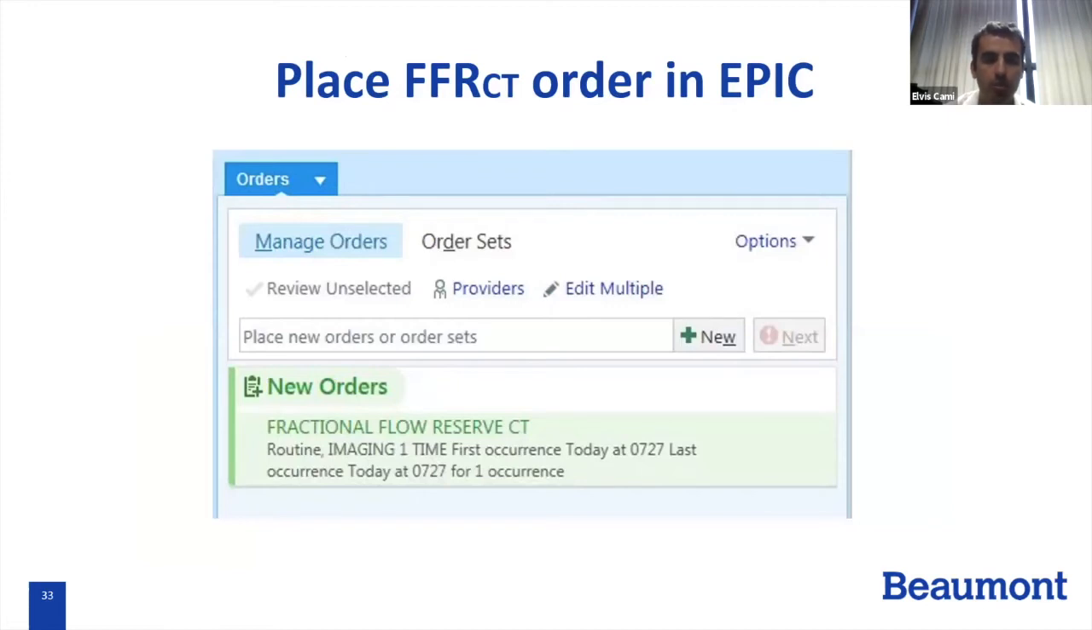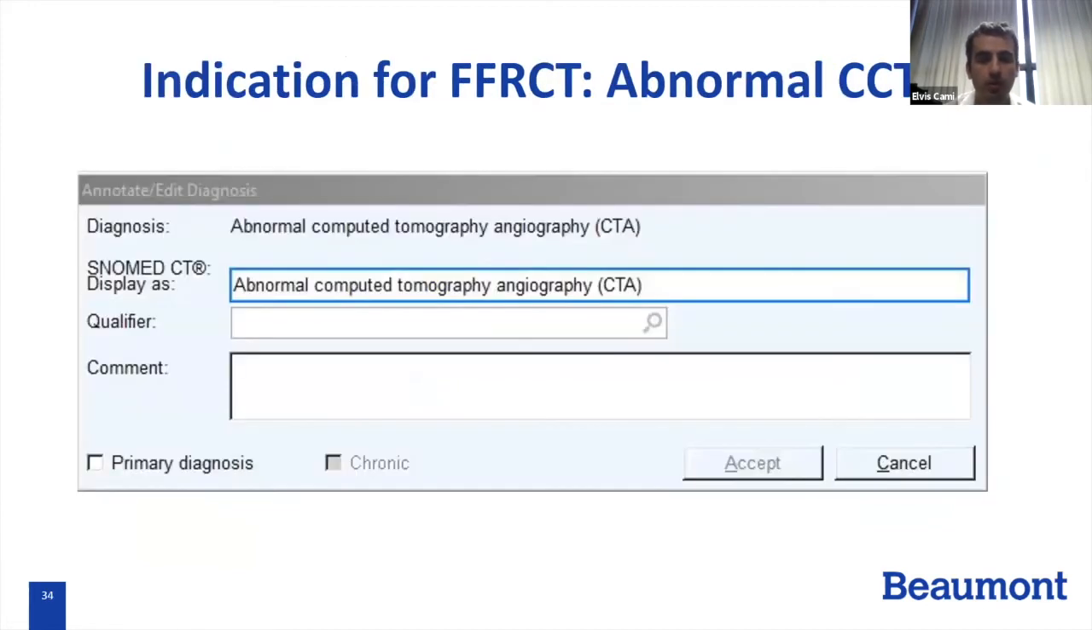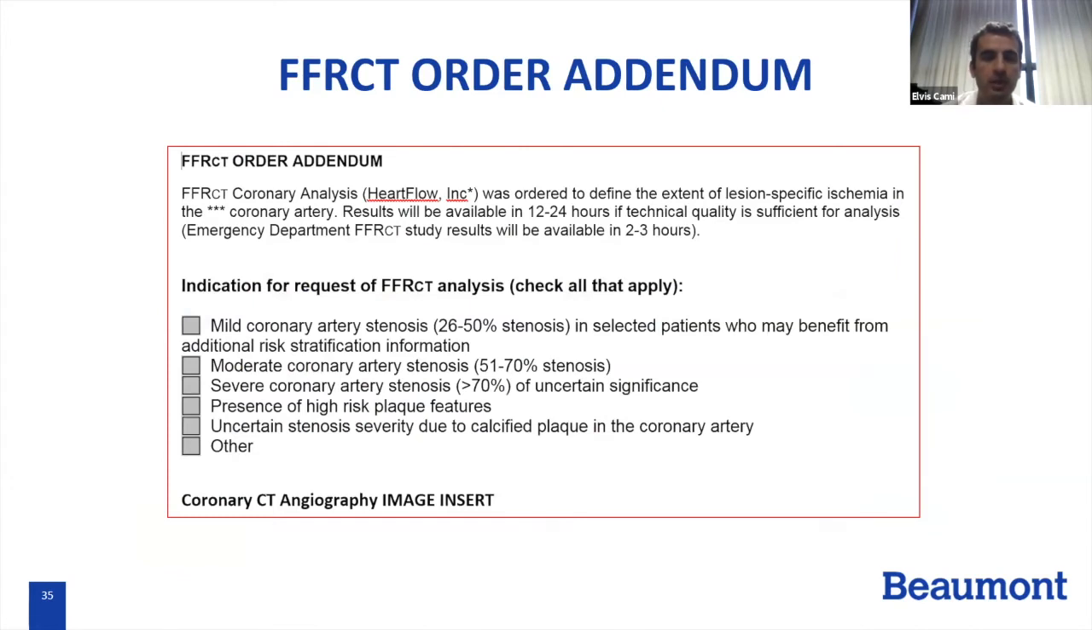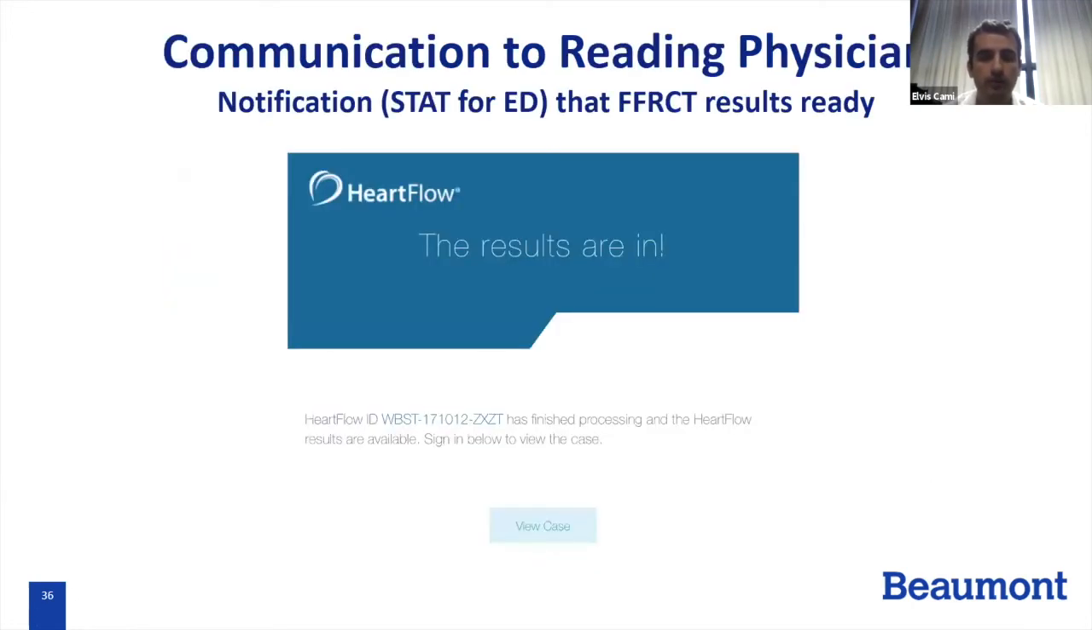And then in Epic, we have to put in an order for FFRct. And in that order, we also have to say why we are ordering FFRct. This is kind of our internal guidelines that we're using for when to send a study for FFRct evaluation. For the most part, it is if there is a stenosis of greater than 50%, so between 50 and 70%, or if there is too much calcium that basically prevents you from looking at the lumen. By far most fall into those two categories.